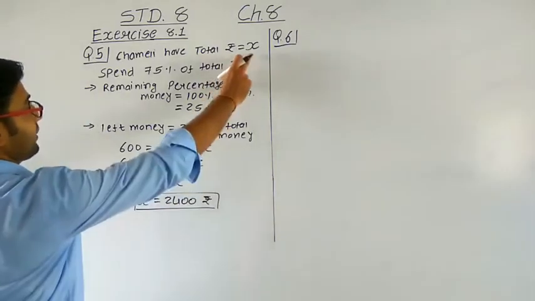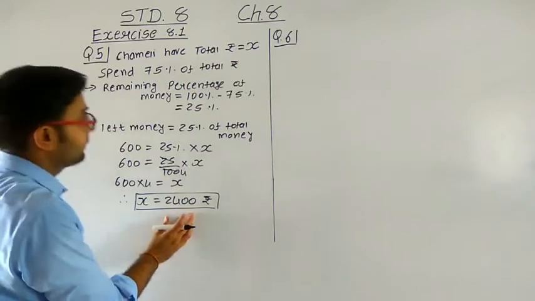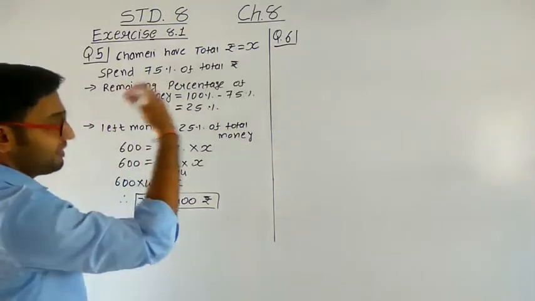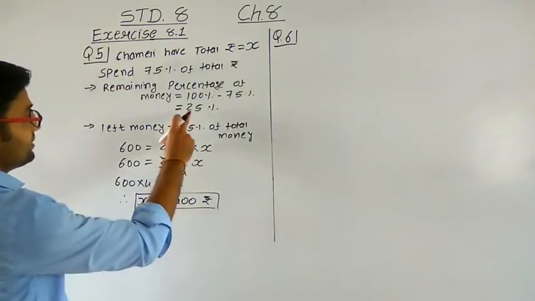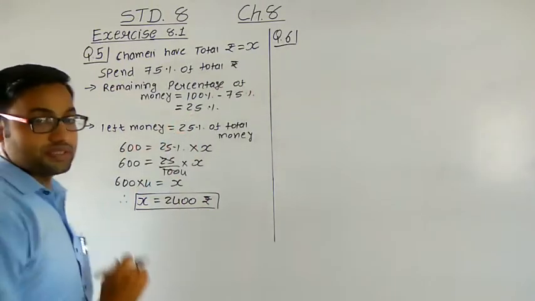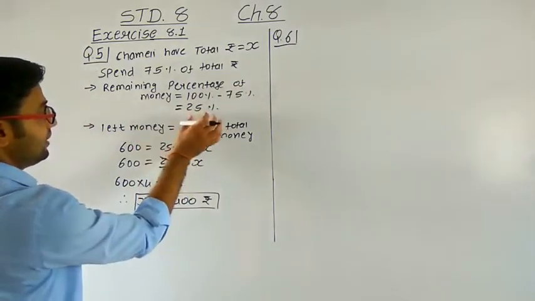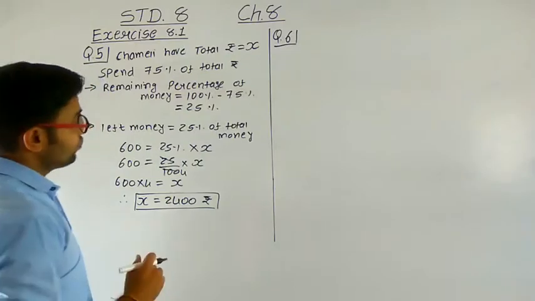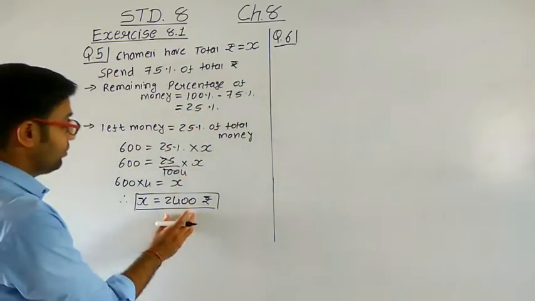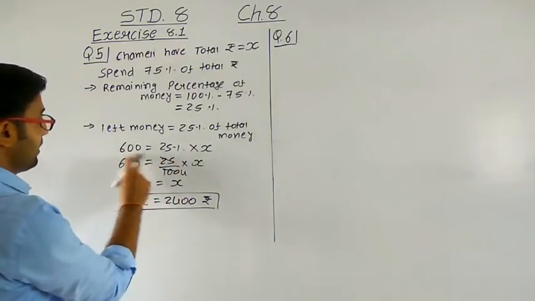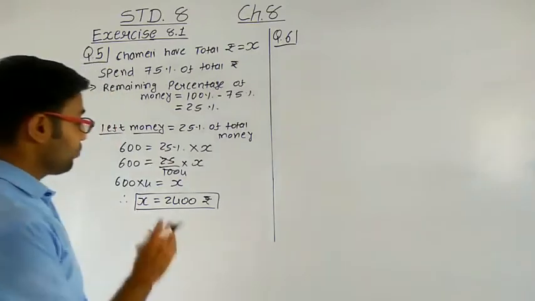So this is the total money. Initially she had total money 2400. Out of that she spent 75% of the total rupees. Now she has left only 600 rupees. So what is the left percentage, the remaining percentage of the money? That is equal to 25%. So we can say that 25% of 2400 is equal to 600, the money she has left. Understand how to calculate this?